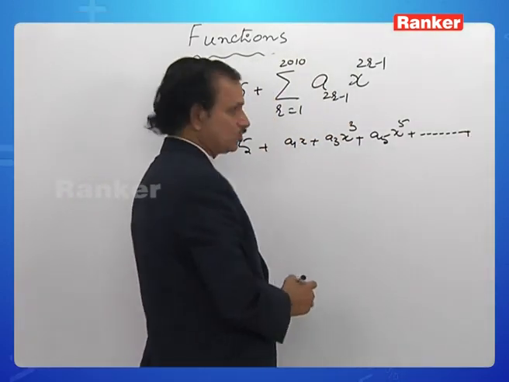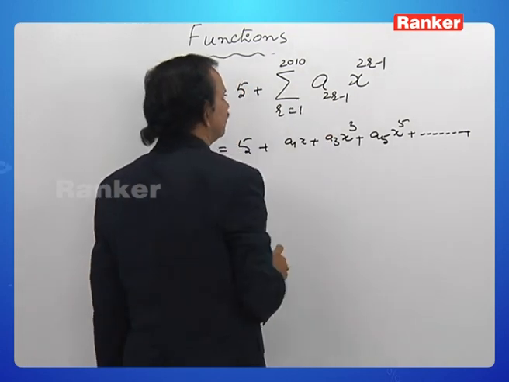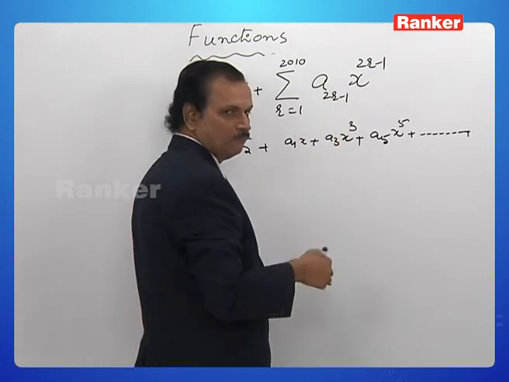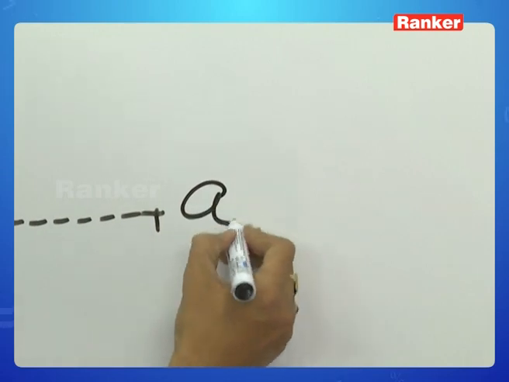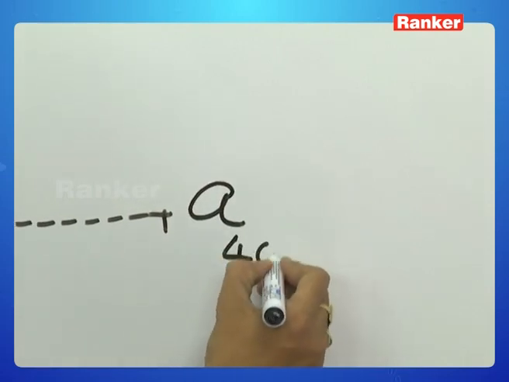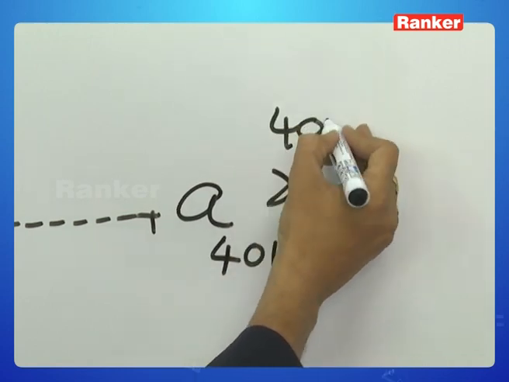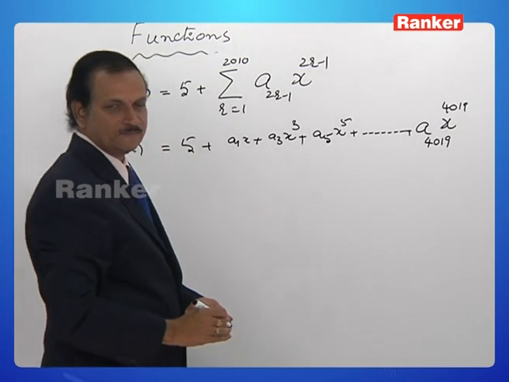What would be the last term in this summation? Take r equal to 2010. What is 2r? 4020 minus 1 is 4019. a4019 x power 4019. This is f of x.